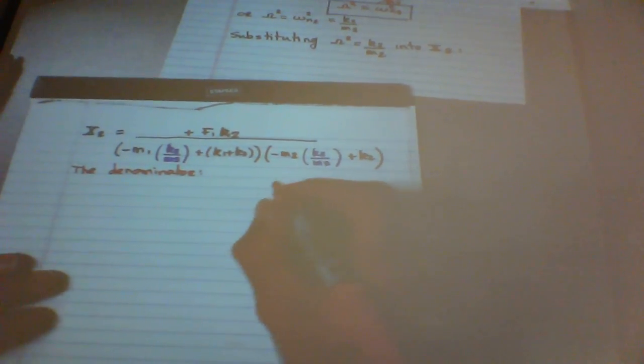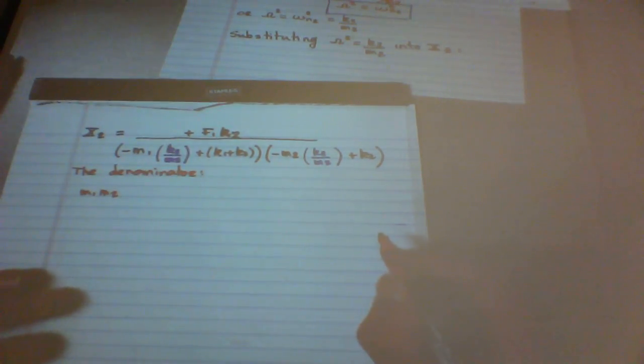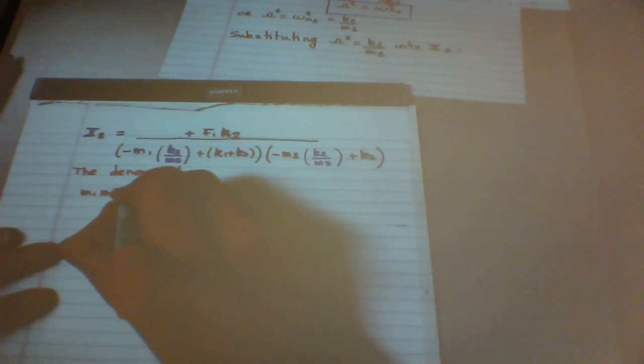All right, so let's just look at this term over here. The denominator, and let's just do the algebra with this one. It will be equal to what? M1, M2, K2 over M2 squared, no? That would be minus M2 K2 plus K1.